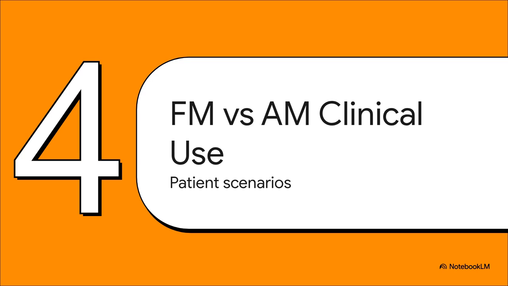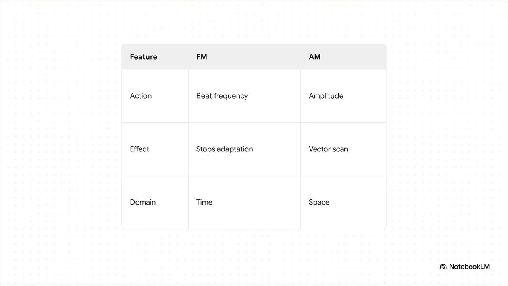All right, let's wrap this up with Section 4. Clinical application, FM versus AM. Let's bring all this complex physics directly back to your patient. Walking through this high-yield comparison really definitively locks these concepts in. Frequency modulation changes the beat frequency. Its primary effect is preventing nerve accommodation, and it operates strictly in the physiological time domain. On the flip side, amplitude modulation changes the current amplitude. Its primary effect is producing that dynamic vector scan, actually moving the cloverleaf pattern, and it operates entirely in the spatial tissue domain. It's literally time versus space.